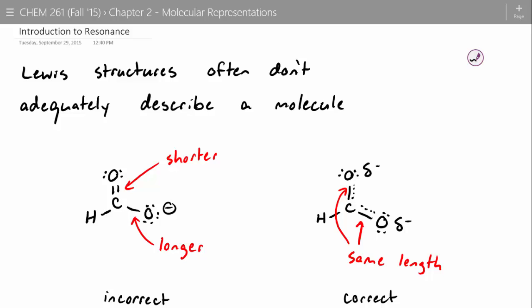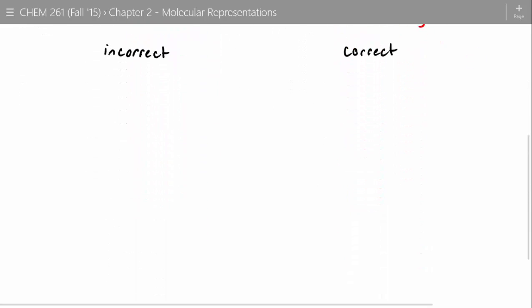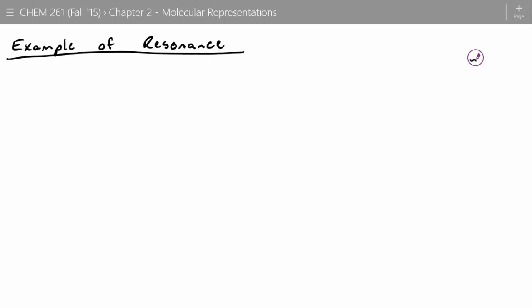So let's take a look at another example of resonance, specifically regarding molecular orbitals. Yep. So how are we going to know whether or not a double bond is shorter? We're going to go over it. There are some key things you can look for, but it takes a little bit of practice, and we'll go over it. Okay, so let's take a look at this example.